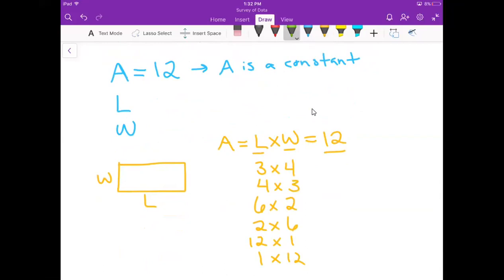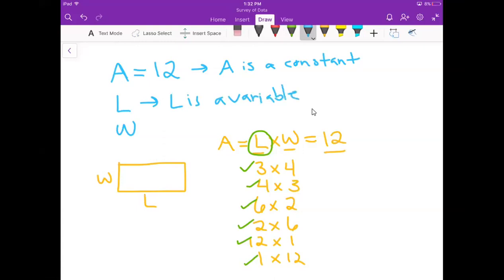Okay, so what you're seeing here is that the variable L could be 3 or 4. Oh, sorry, that's kind of making them look like negative numbers. It could be 3 or 4 or 6 or 2 or 12 or 1. It doesn't matter how many different things it can be. If it can be more than one thing, that automatically means that L is a variable. It's not set at just one number. So L is a variable. Because it can be more than one number, it's a variable. It is not set at one thing.